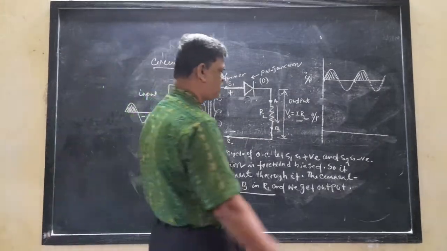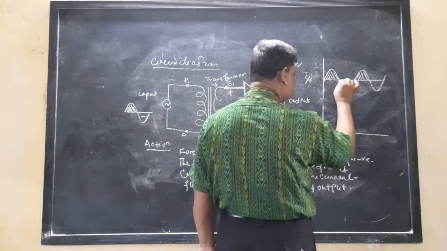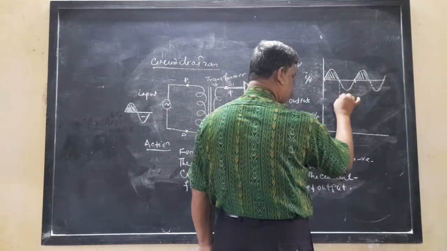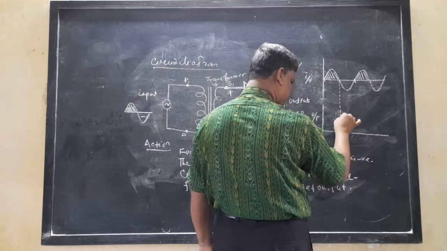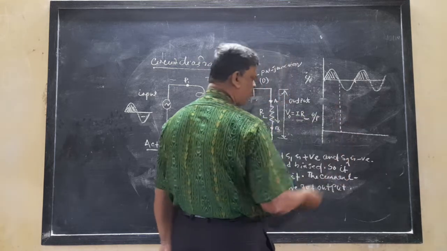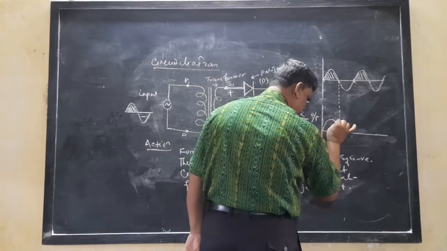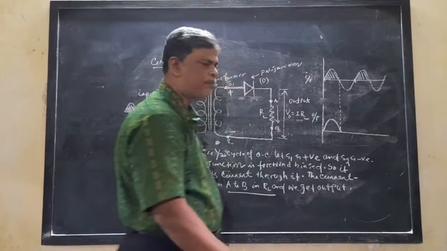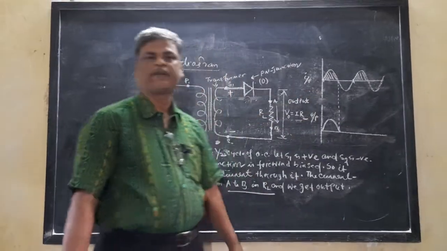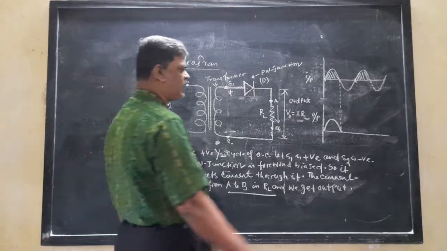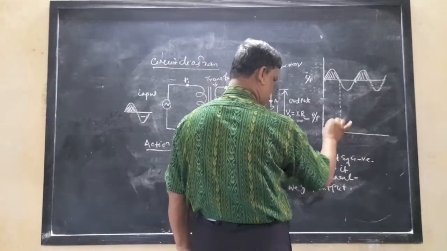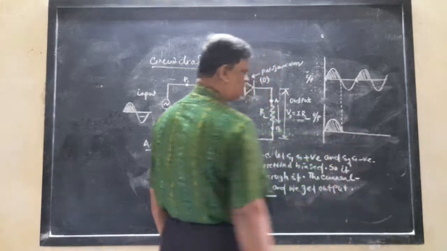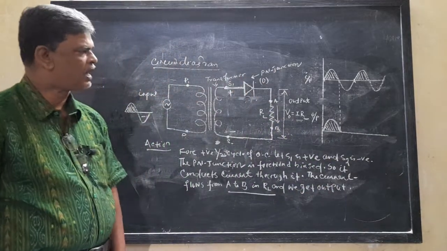it is positive. And suppose this is the duration of a positive half cycle. Then during the positive half cycle, we get the output. And this output is pulsating variable in nature because the current is also variable. So here we compile, we get this output for positive half cycle.